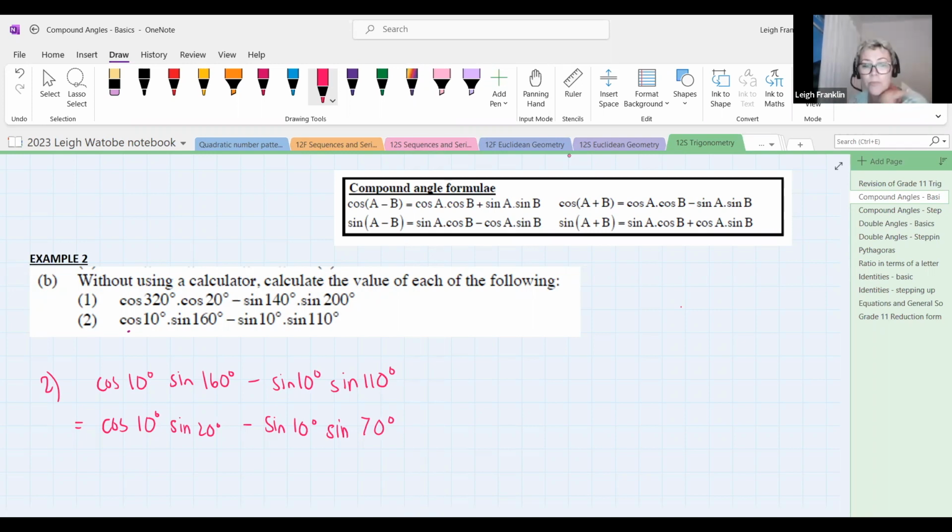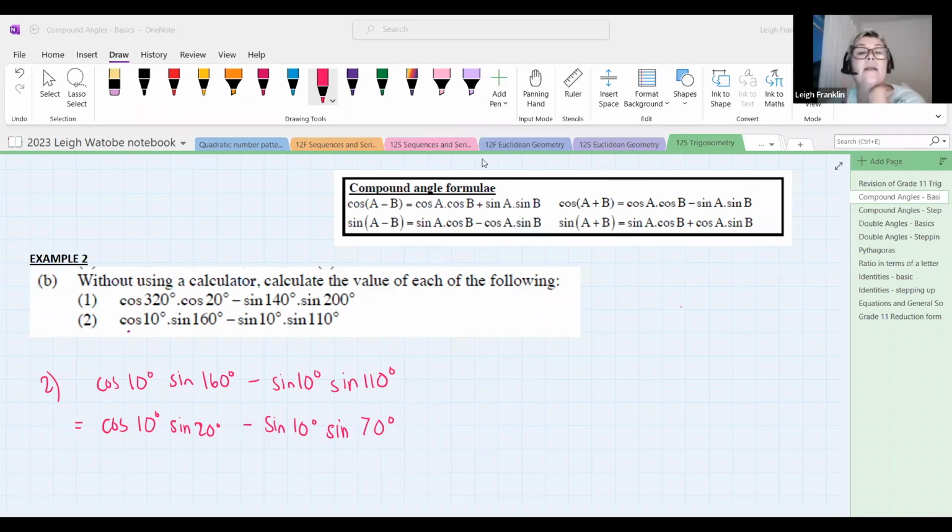But we've still got a problem here, guys, because our angle B's are not the same. We've got cos 10 sine 20, sine 10, sine 70. All right, so cos sine, sine cos. What are we going to manipulate now so that we've got cos sine, sine cos, or sine cos, cos sine rather? What can we do?